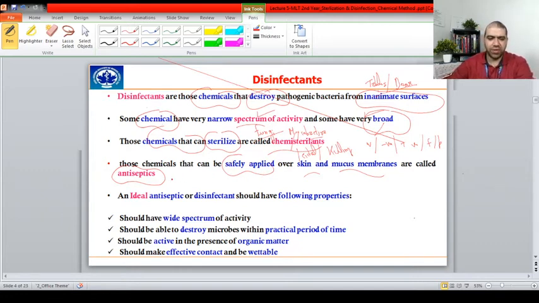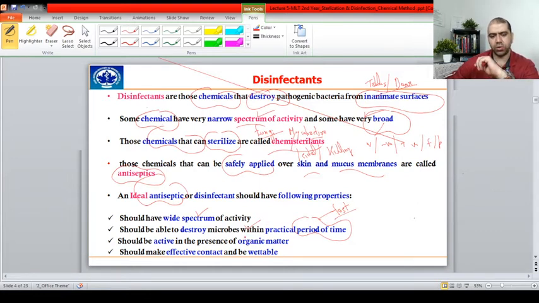So what are the different features of an ideal antiseptic or a disinfectant? These are the following properties. Let us see them one by one. They should have a wide or broad spectrum of activity. It means that they should be active against different kinds of microbes. Then they also should destroy the microbes in a particular period of time. It means they should be effective and should kill bacteria very fast. That is the practical period of time.